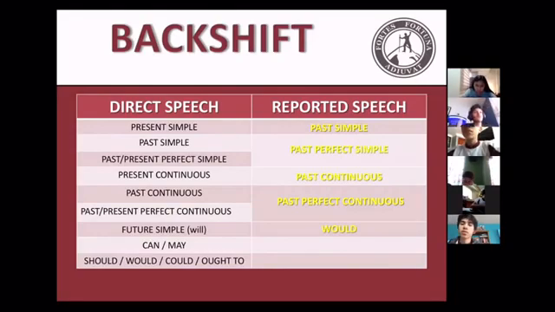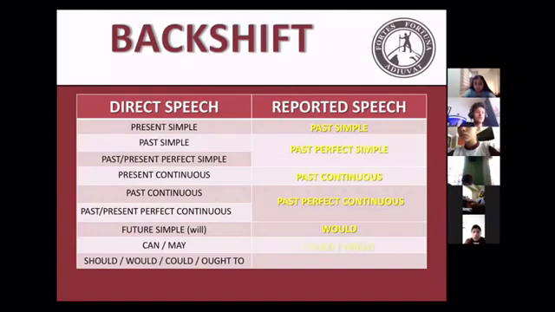Can and may, what do they change to? If will changes to would, can and may should be easy as well. Thank you, Jonas, with an L. Could, and what is the other one? May changes to might. Excellent.